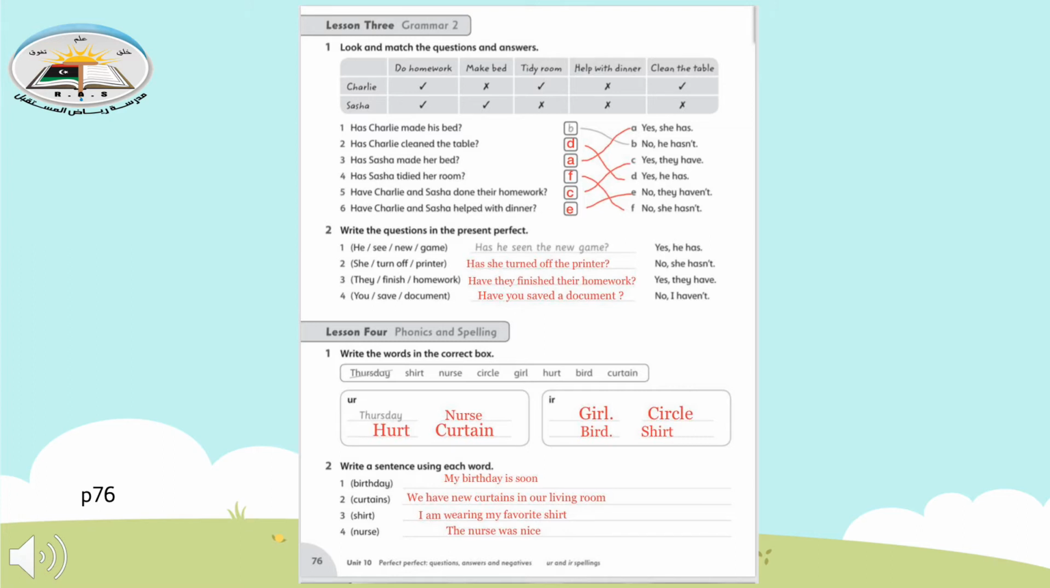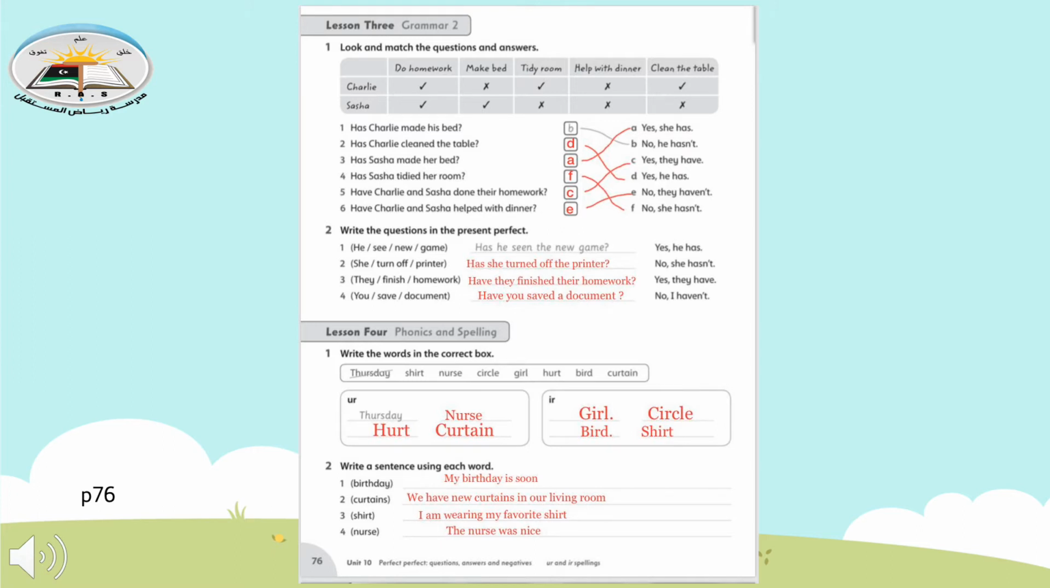Now in the UR box we already have Thursday. We also have in the UR box nurse, hurt, curtain. So in UR we have Thursday, nurse, hurt, curtain. In the IR box we should have girl, circle, bird, shirt. Again, in the IR box we have girl, circle, bird, shirt. Now question number 2. In phonics and spelling, write a sentence using each word.